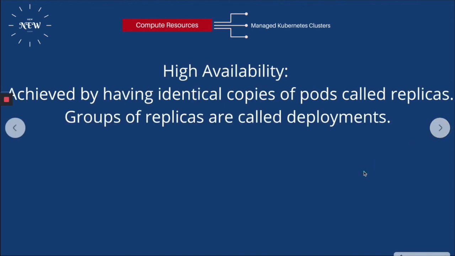Bringing me to my next point, high availability. Now that you have identical copies of pods, which we call replicas, if a copy of the pod is no longer functioning, the other copies can still carry out the job while that pod is being replaced. Groups of replicas are called deployments, which means that you can have deployments for managing different types of things depending on how many pods you need. That means it's highly available. If one of the pods fails, the others will still be able to respond.